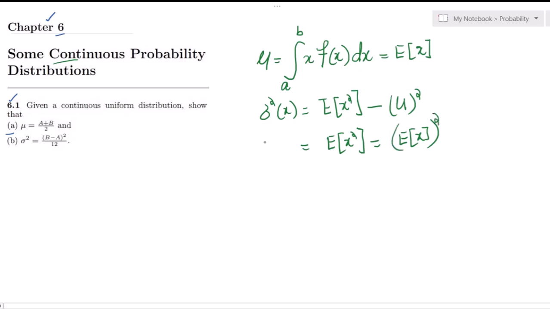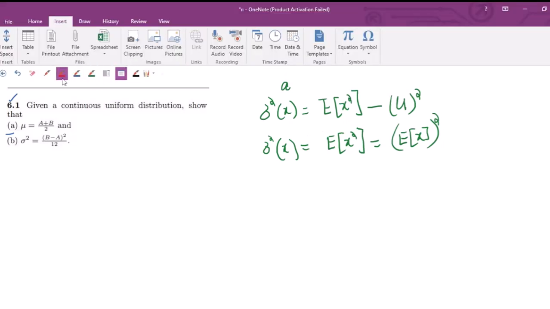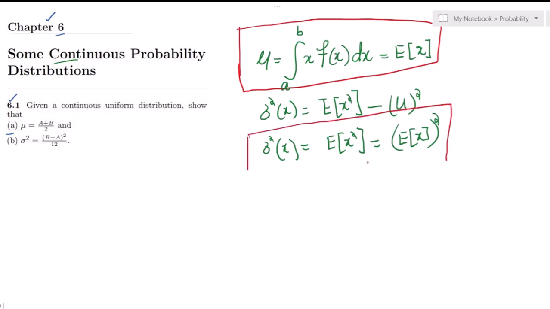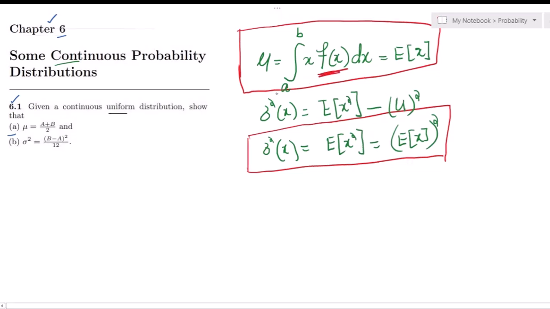So this is sigma square of x. These are the two formulas which we are going to use in our question here. This is for the mean, and this is for the standard deviation. Before solving this question we have to keep in mind what the value of f of x should be. In solving part A of my question, first of all let me write the value of f of x.